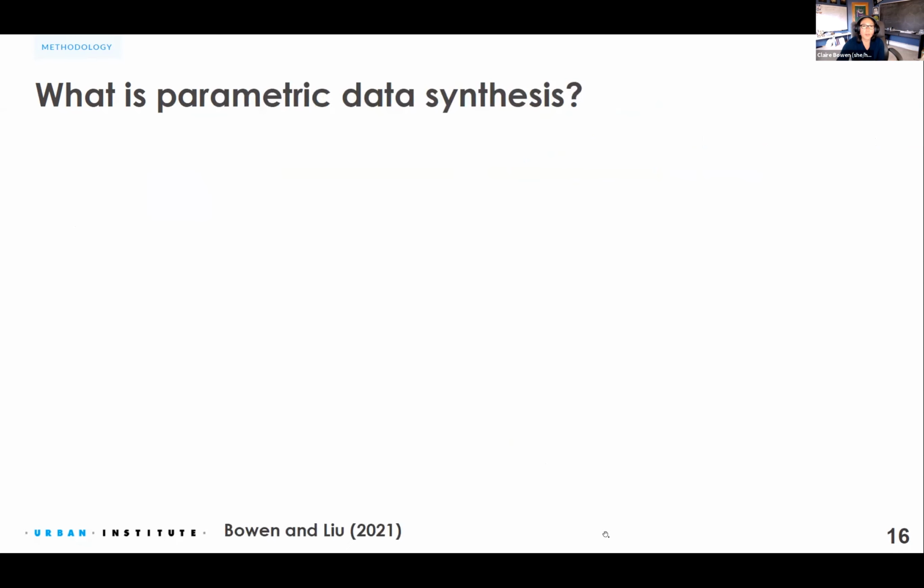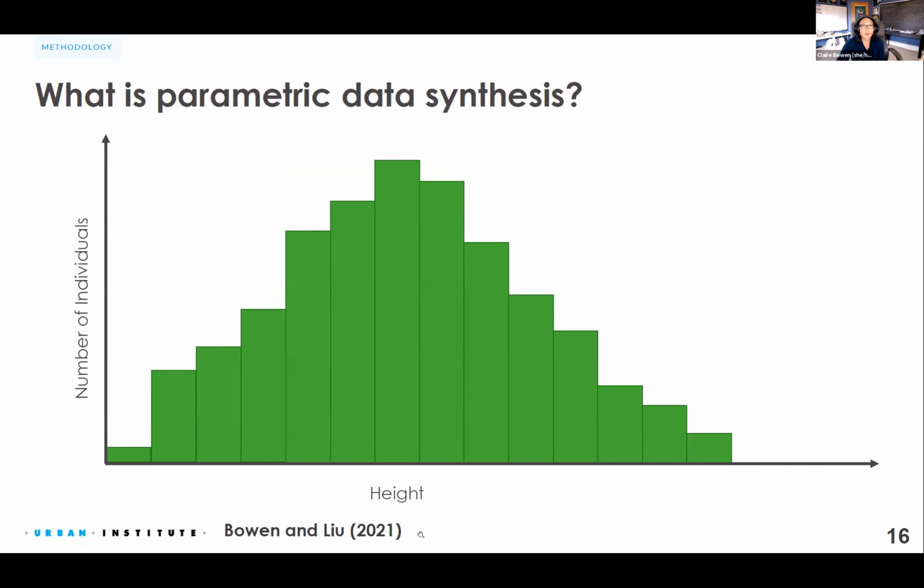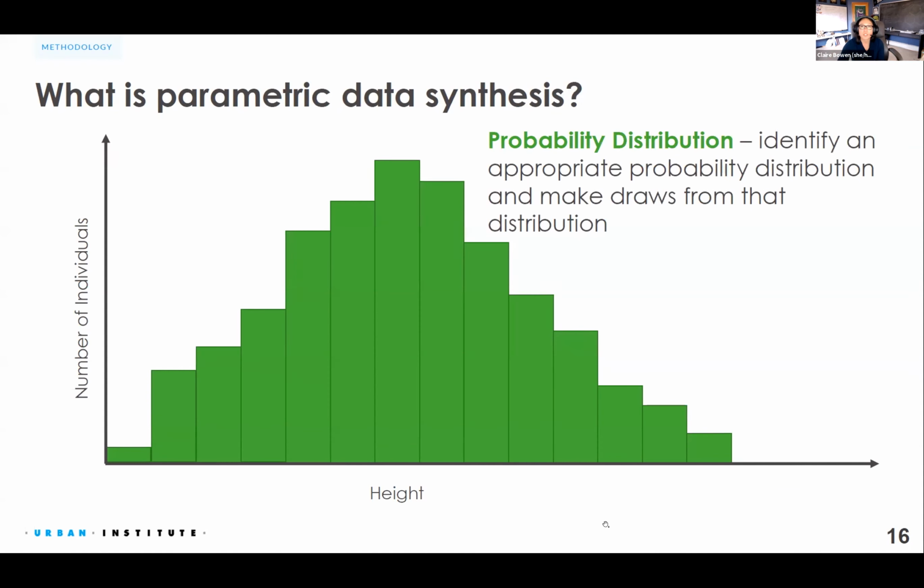So what about parametric? This is more like what you can call a model-based approach. In this case, let's say the y-axis is again the number of individuals, but the x-axis is height, and we bin them across. Traditionally, we think of height as being normally distributed. So in this case, we view it as a probability distribution. We're going to identify an appropriate probability distribution and then make draws based on that.